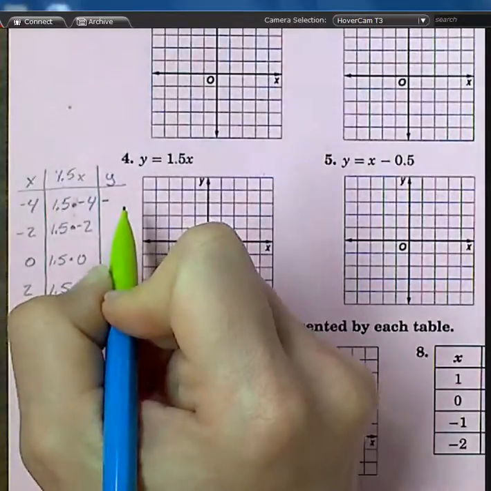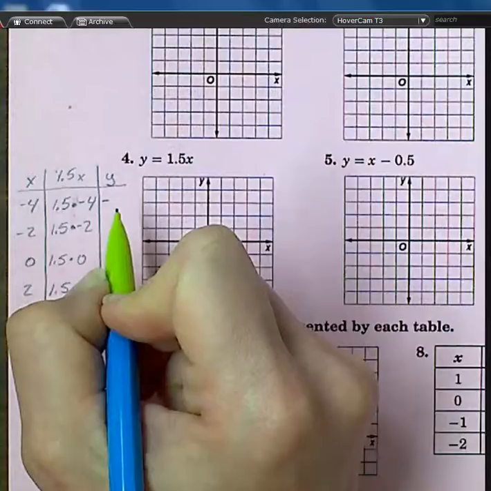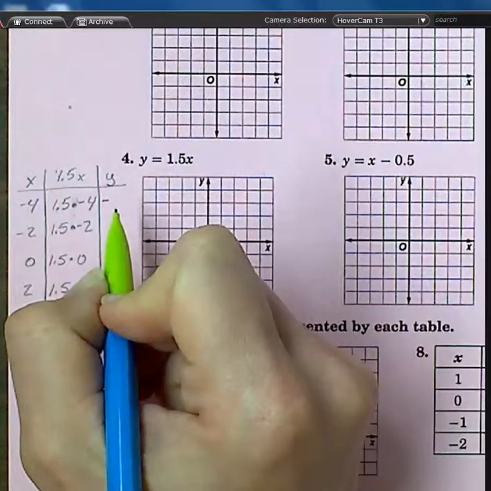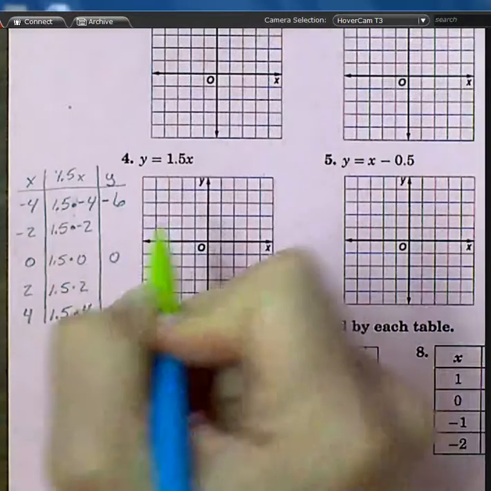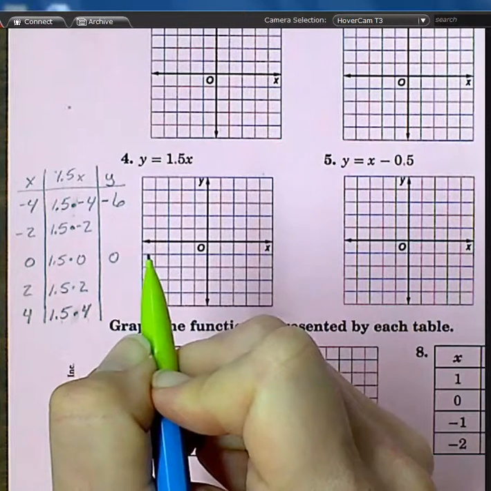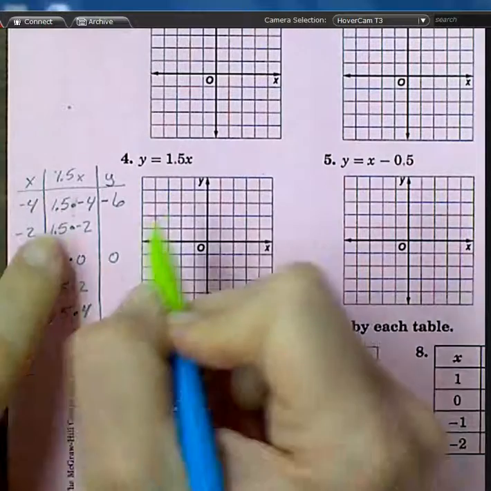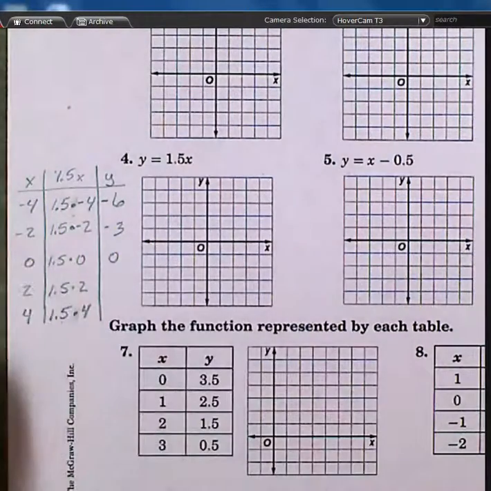6. 1.5 and 1.5 is 3. Yeah. 1.5 and 1.5 is 3. 3 and 3 is 6. You see what I did? I can mental math halves. I have 2 1.5s. 2 1.5s is 3. Positive or negative? Negative.